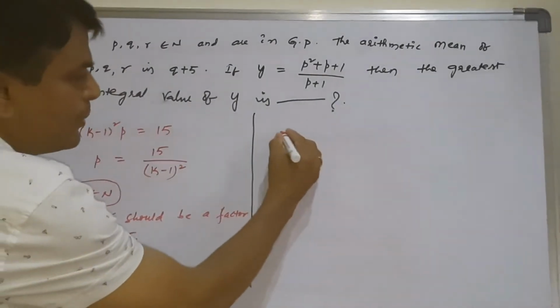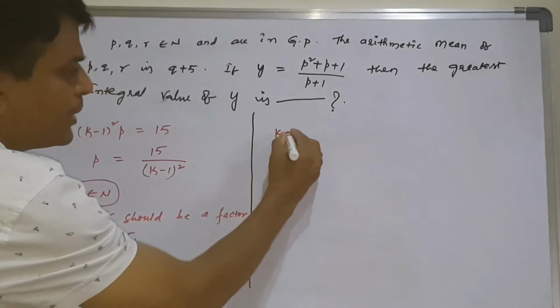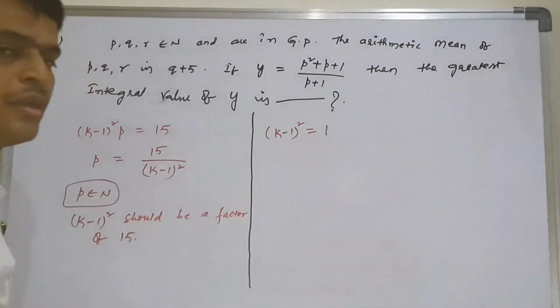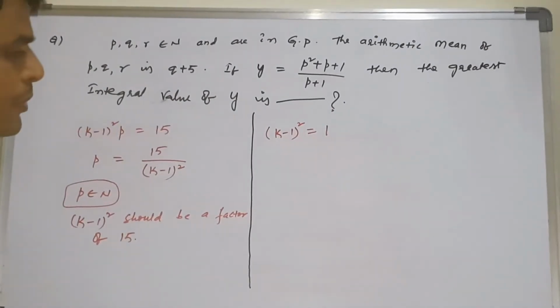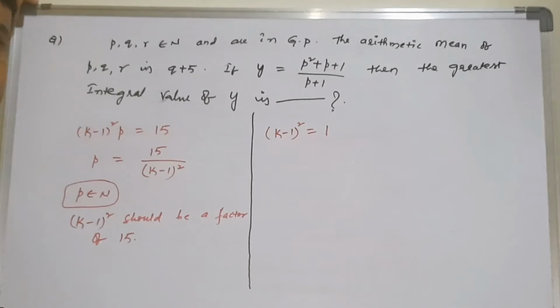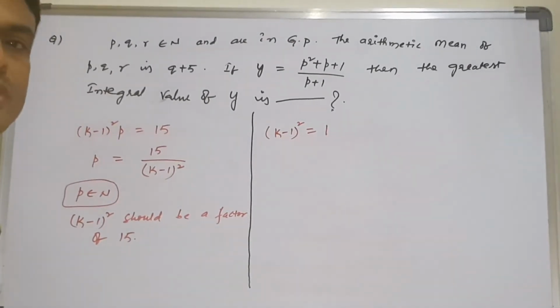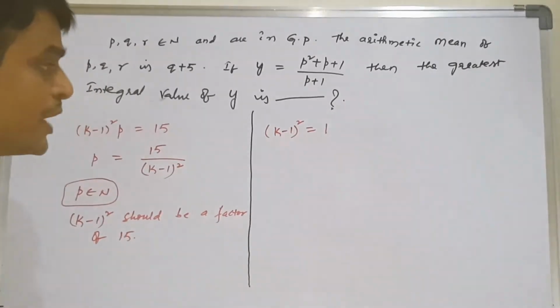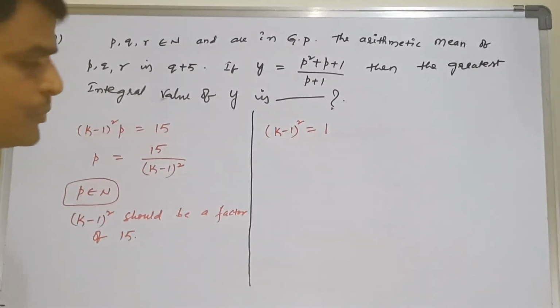So (k minus 1) whole square is one of the factors of 15. I can conclude if it is 1, then you will be getting some value of k. But k must belong to integer, positive integer. That's the condition. So that is where we are using number theory.